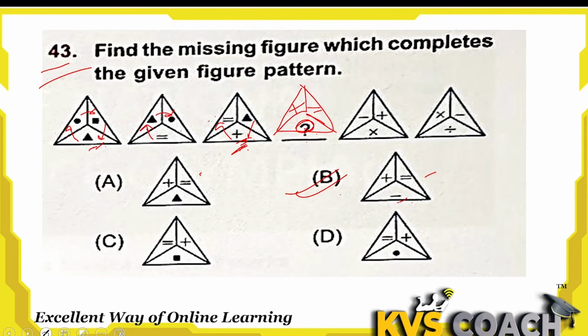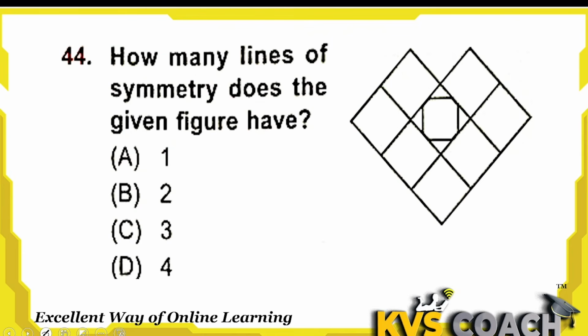So the new figure will be the new operation figure. There is subtraction in the new bottom part, so B is the right answer. Next is, how many lines of symmetry does the given figure have? This is the line of symmetry, the first one. There is no other line of symmetry in this figure, so A is the right answer.